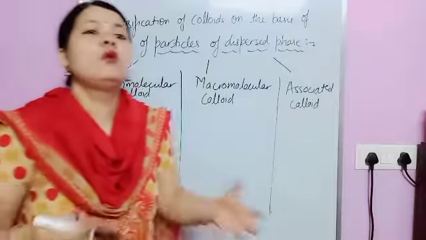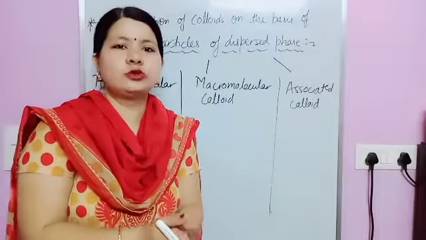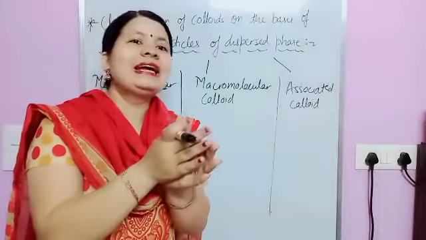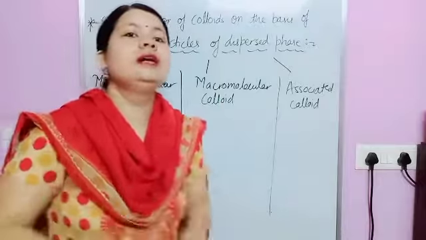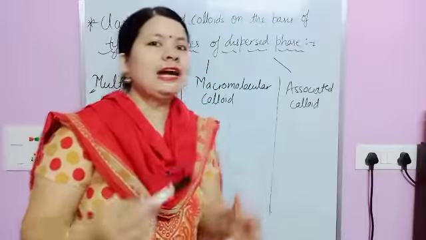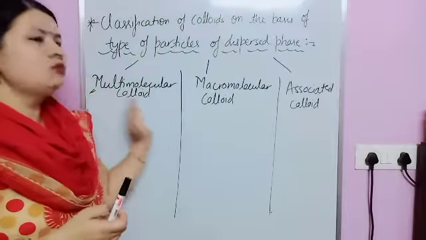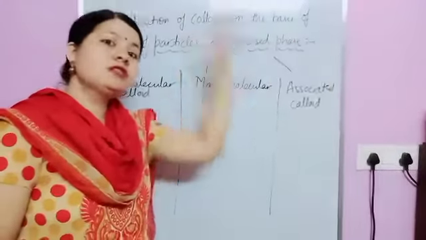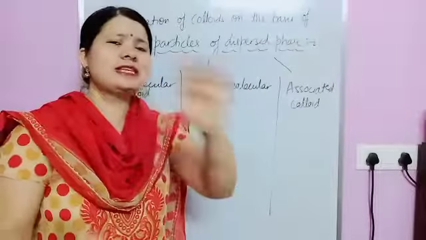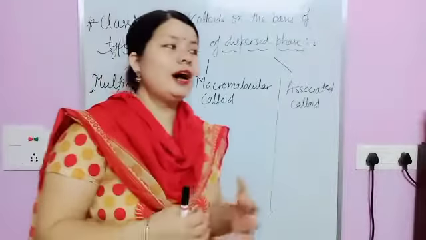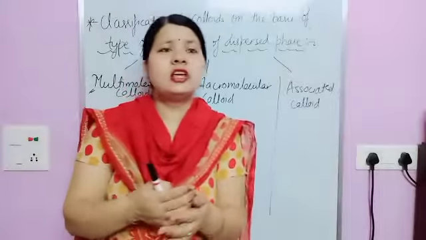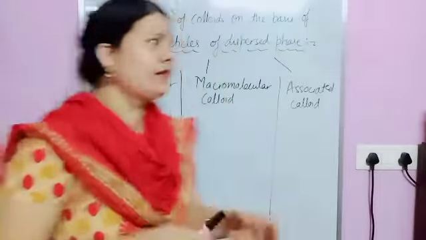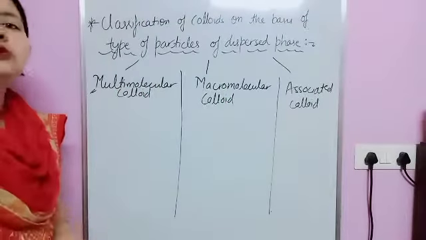When very small particles, on dissolution, get aggregated and form colloidal size particles, those particles are known as multi-molecular colloid. Previously the particles were very small, less than 1 nanometer, and after aggregation they form colloidal size particles. That is known as multi-molecular colloid.